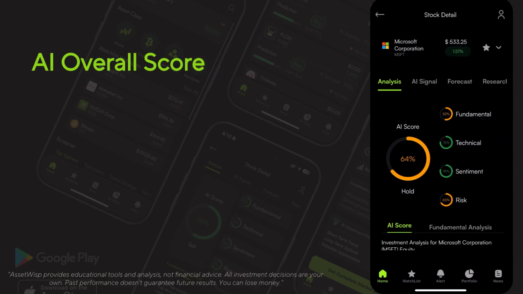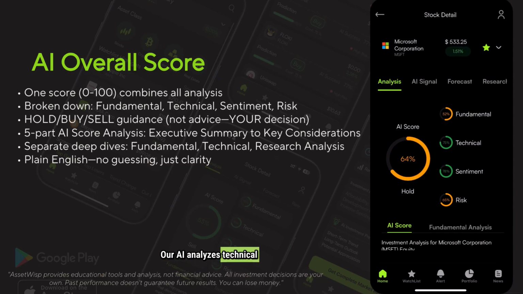Here's what we did. Our AI analyzes technical patterns, fundamental metrics, news sentiment, market conditions, everything, and gives you one number out of 100. See this? Microsoft showing an AI score of 64%. What does that mean? That's a hold signal, not screaming buy, not screaming sell, but telling you this might be worth watching or holding if you already own it.